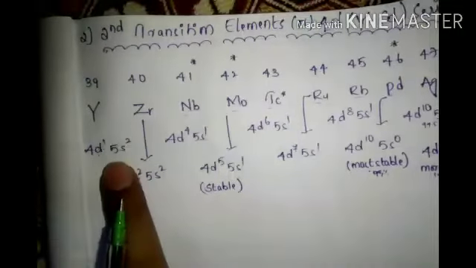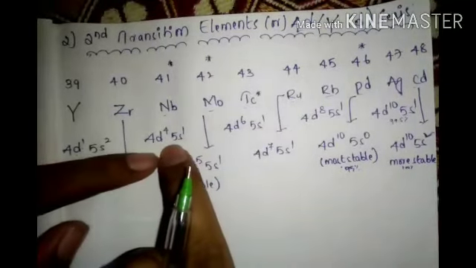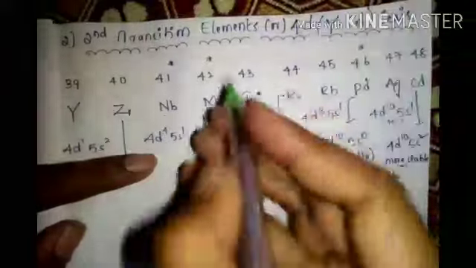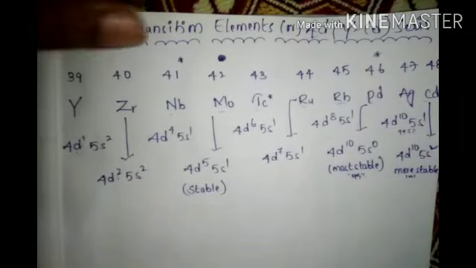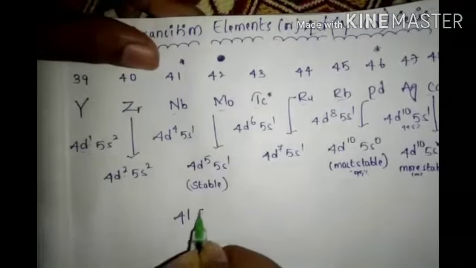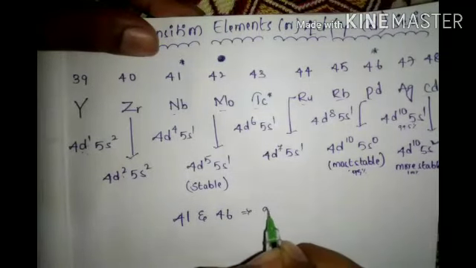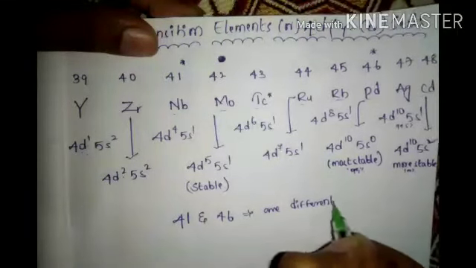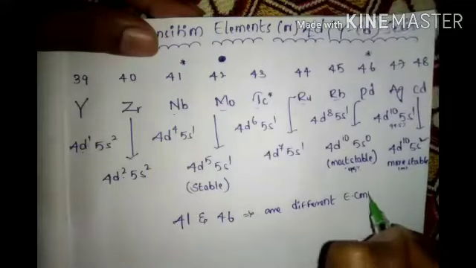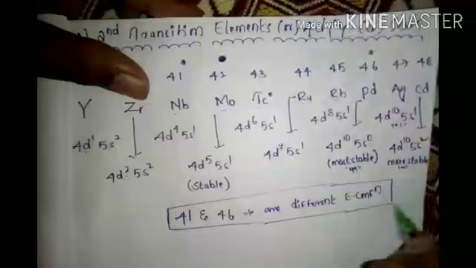Okay, regularly coming, suddenly it changes here. After everything goes as usual, suddenly it changes. So 42 above, star symbol, remove it. 41 and 46 have different electronic configurations, including 42 also.